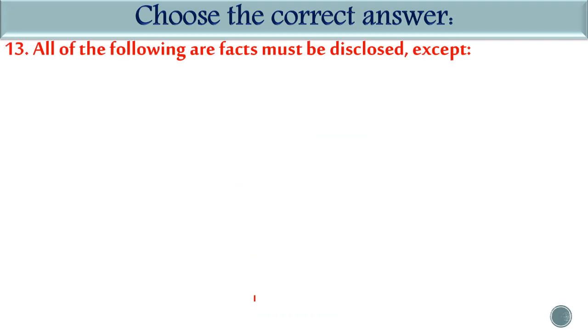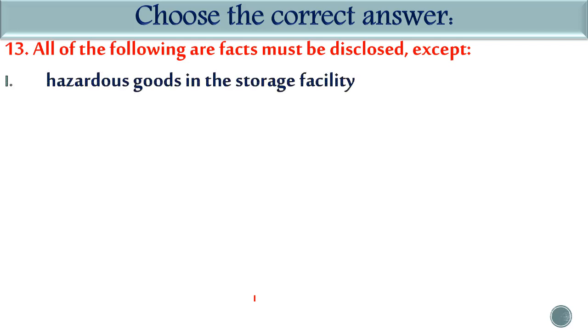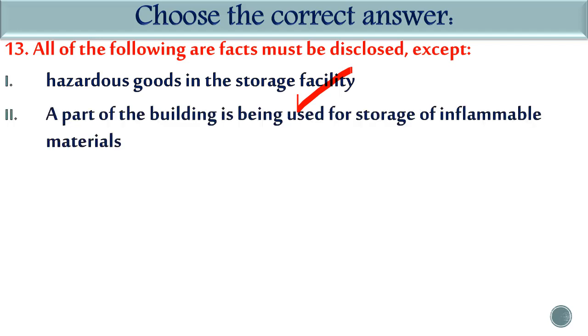Let's see the second question. Choose the correct answer. Number 13. All of the following are facts that must be disclosed except. We just say number 1, a full description of the subject matter of insurance, such as the construction of the building, the nature of its use, hazardous goods in the storage facility. So it's one of these facts. A part of the building is being used for storage of inflammable materials.